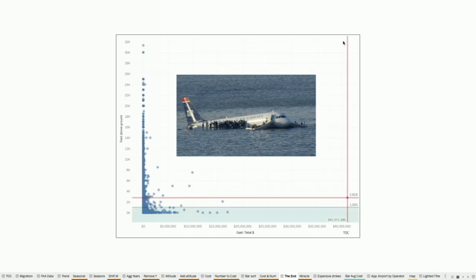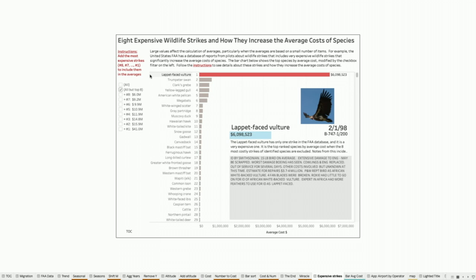So that's an abbreviated version of that story about migration, and just to bring it to the end, the two red reference lines here represent the miracle on the Hudson. That, as you can see, was a strike, an outlier strike at altitude, as well as extremely expensive strike as well. So my second story is also on the same data, just to keep that part simple.